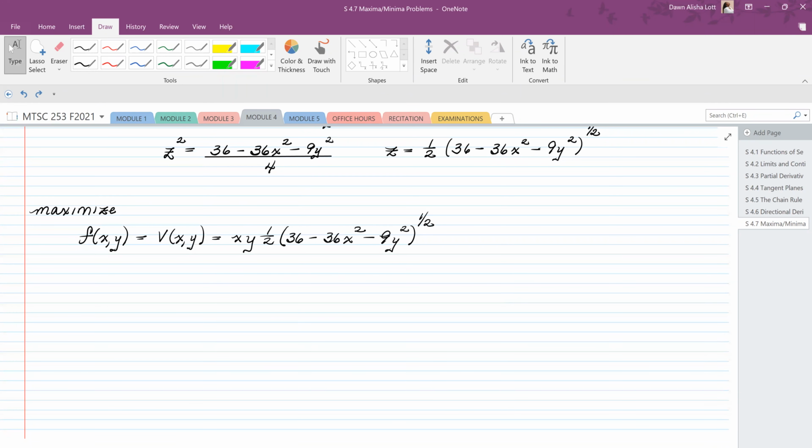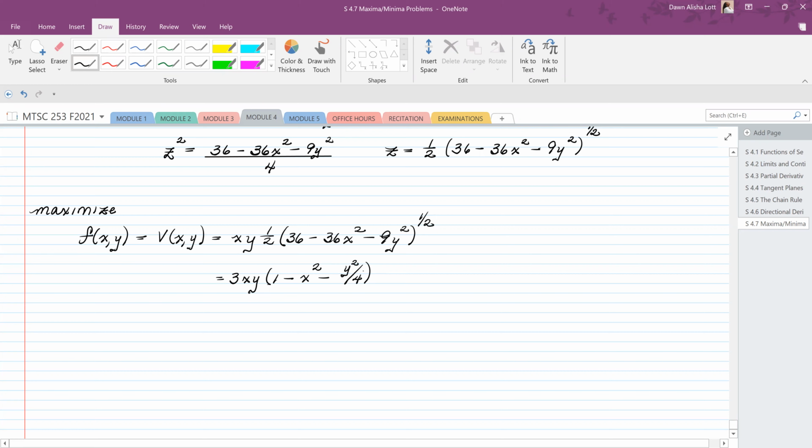I can factor out the 36. If I factor out the 36, the square root of 36 is 6. When I pull that out, that pulls out a 6, so I get 3xy. And now I get 1 minus x squared minus y squared over 4, because I divided everything through by 36. So that becomes y squared over 4, and that becomes 1. Pull the 36 out, it comes out as the square root of 6 multiplied by 1/2, I get 3. Okay, I'm happy with that.